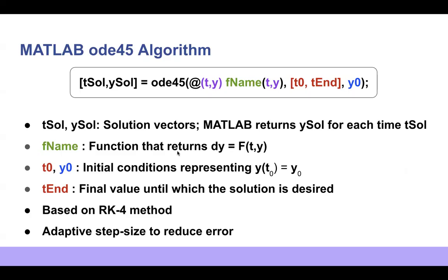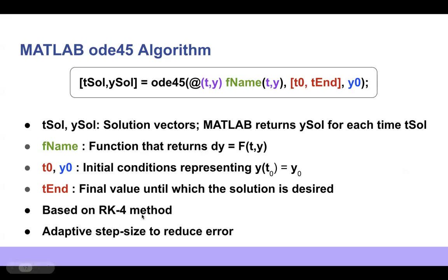The f name is a function that returns dy equal to f of t comma y. So basically, this part should be there in the function. Now, t0, y0 are the initial conditions, that is, y of t0 is nothing but y0. These two conditions should be there. Now, t end is the final value until which the solution is computed. Till what time do you want the y values? That is t end.